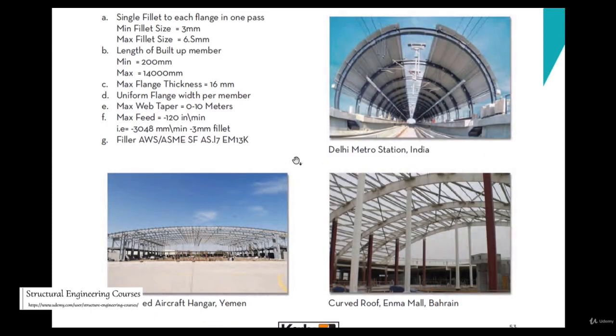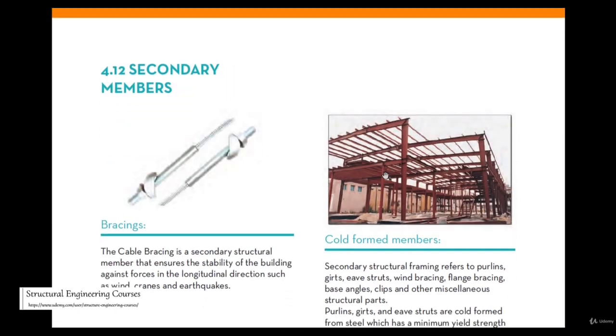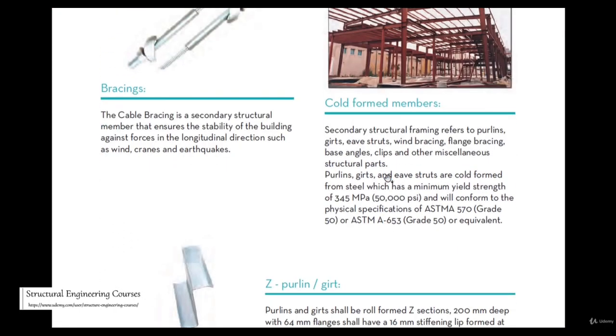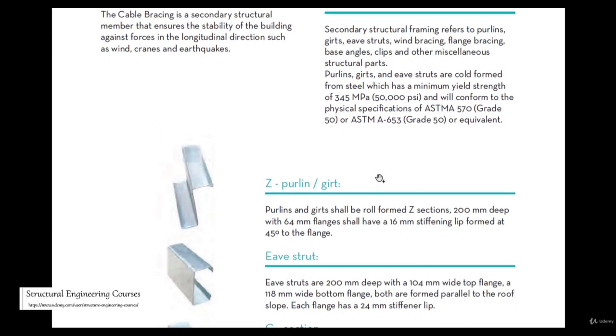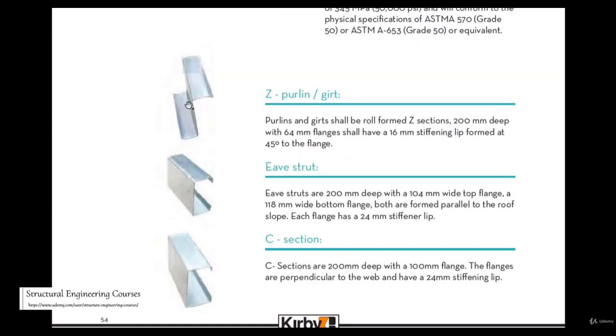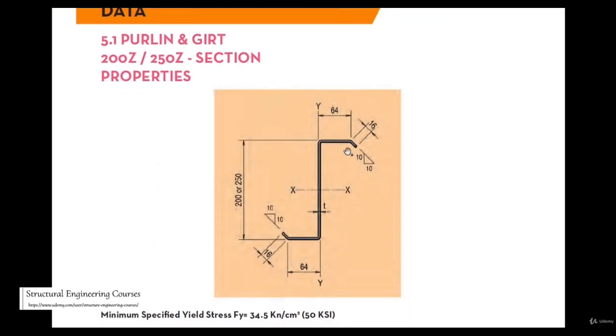And here they had made this curved aircraft hangar in Yemen. This is in Bahrain. Here they had explained about the secondary members. Most of the secondary members are made in cold form steel structures. So this is a Z purlin, E strut and C section. This is a typical diagram of a Z purlin arrangement.